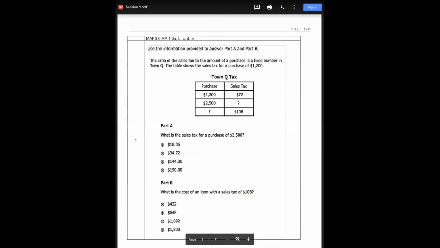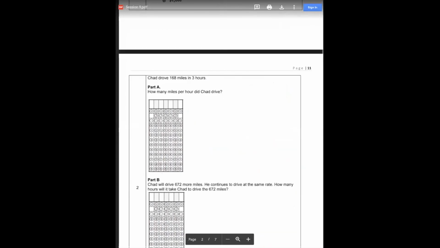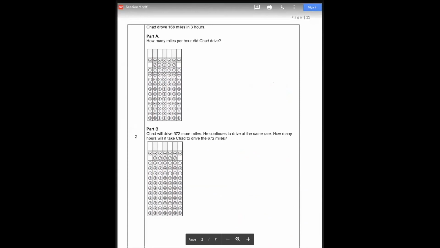So it's already 10:44. So what I'll do is I'll do this page and then we'll stop for today. This should be kind of familiar. I think we've done problems like this before.